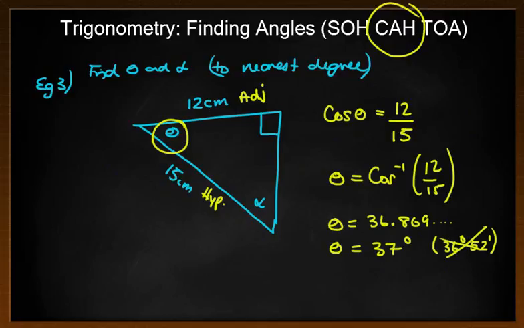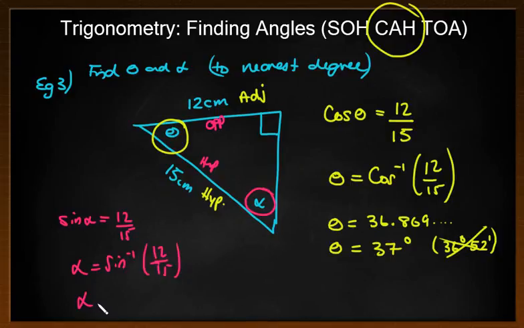Now, the good thing is you've got two separate ways of doing the next question. As mentioned, we could say using alpha, as this is my opposite side and this is my hypotenuse side, that sine alpha is equal to 12 over 15, and then doing shift sine 12 over 15. If I do shift sine and 12 over 15, we're going to come up with, to the nearest degree, 53 degrees. But I wonder if you've got another way of doing that.